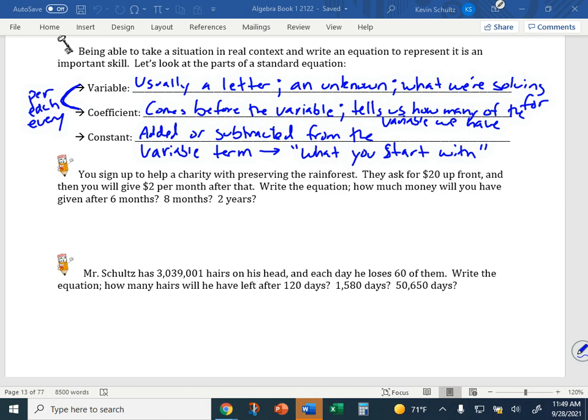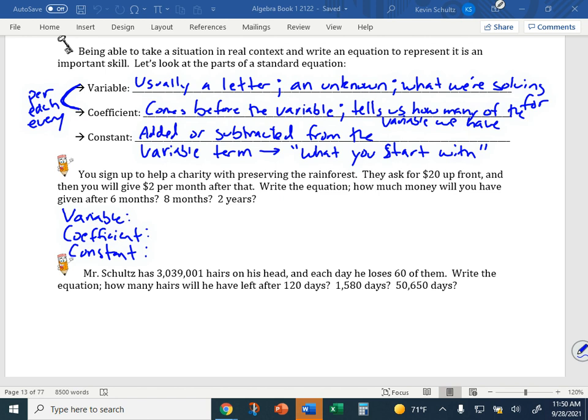So the first example here, it says you sign up to help a charity with preserving the rainforest. Noble of you. They ask for $20 up front, and then you will give $2 per month after that. Write the equation. How much money will you have given after 6 months, after 8 months, after 2 years? So we have the variable, we have the coefficient, and we have the constant. In this situation, who can identify any of these three things?